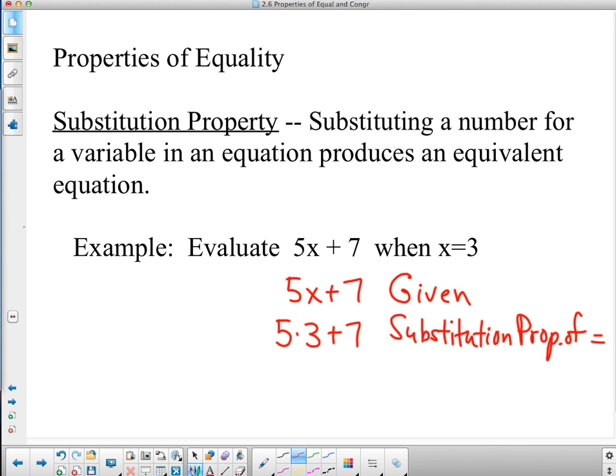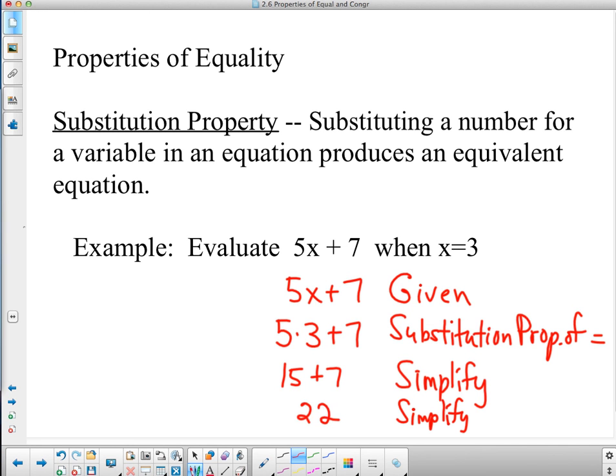Is that all you have to do then? Just plug it in, or do you have to take it all the way? Right, now I didn't do the evaluating completely, so go further. Okay. So now to finish it, let's just simplify to finish. So what do we get? 15 plus 7, and we probably have to simplify again.